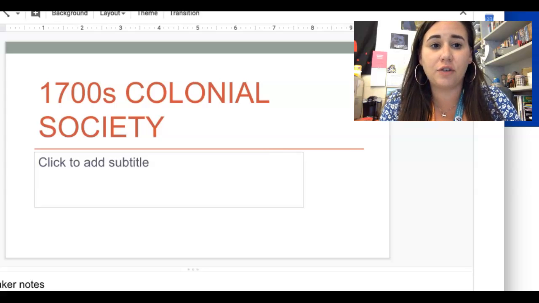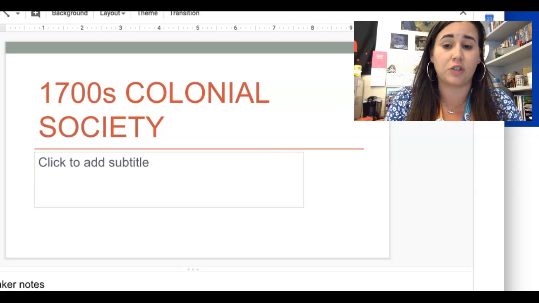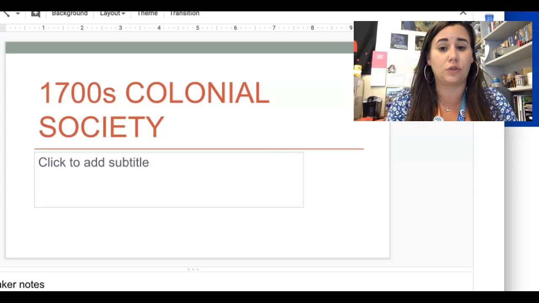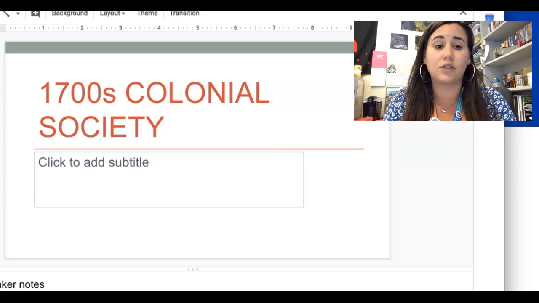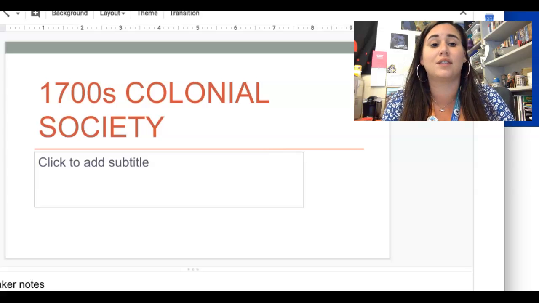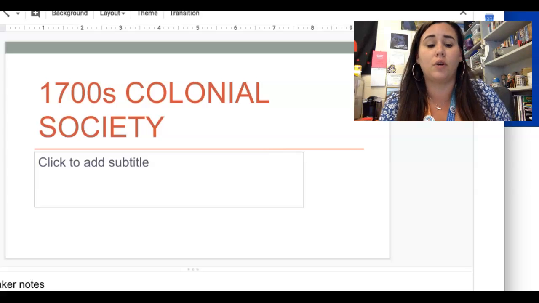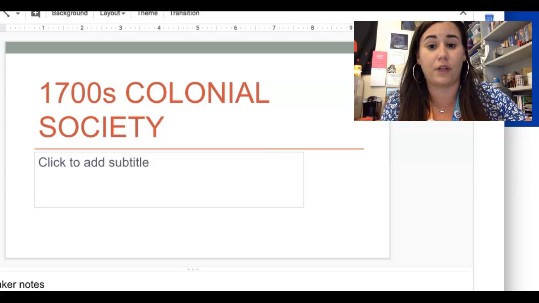For this last section of Unit 2, I'm going to give you sort of a hodgepodge of information about 1700s colonial society. There's no essential question that we're answering. This is just some tidbits of info that you need to know about the colonies.